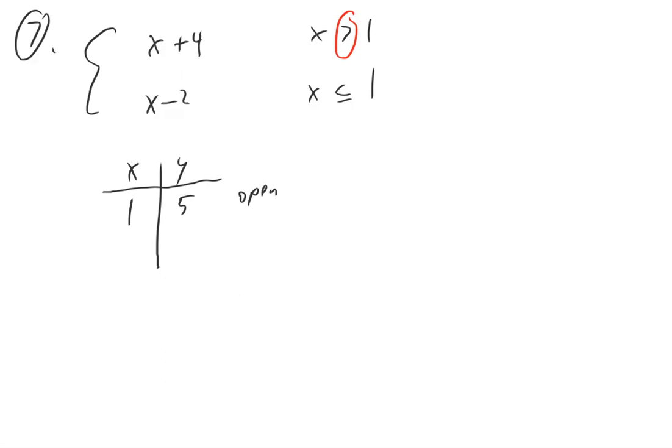Now I'm going to think of a number that is bigger than 1, like 2. I'm going to plug that into the first problem. 2 plus 4 is 6. And that's true, so that is a closed circle, because 2 is bigger than 1. So I'm going to draw this starting from the open circle at 1, 5.